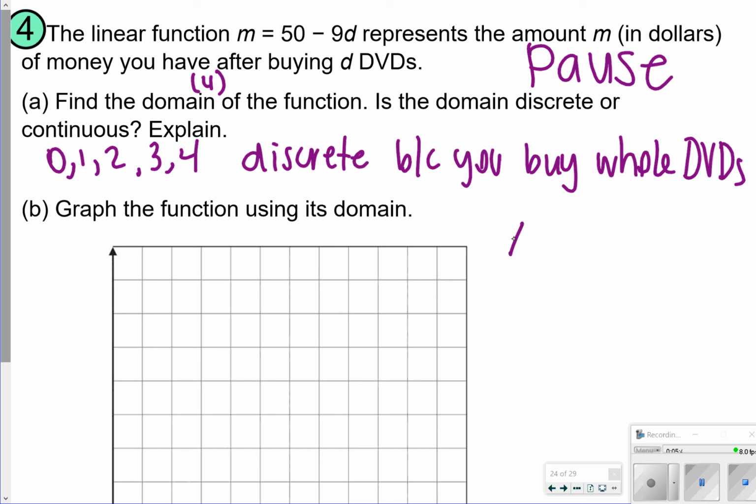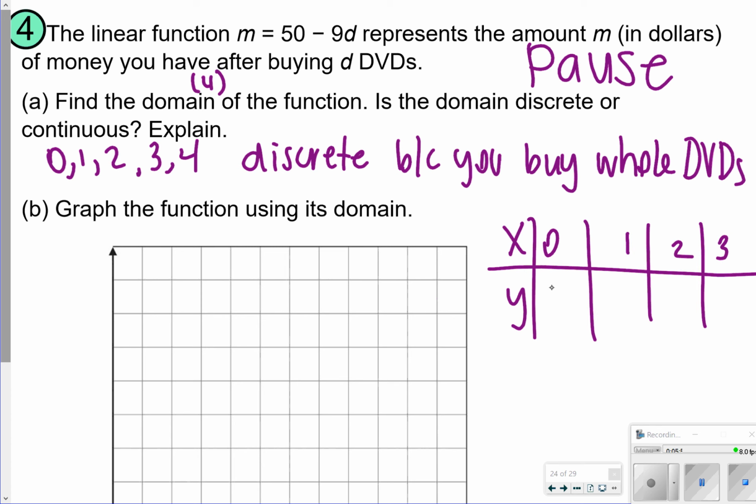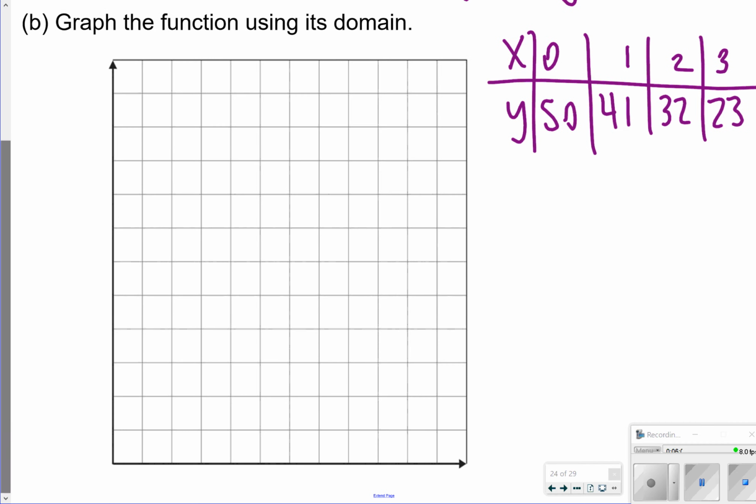So when I used my X and Y table, a little bit bigger this time, I just put 0, 1, 2, and 3 on there. So with 0 DVDs, I would still have $50. 1 DVD, I would have $41. 2 DVDs, I have $32. And 3 DVDs, I have $23. Okay? So when you graph it, you're just going to use those points.